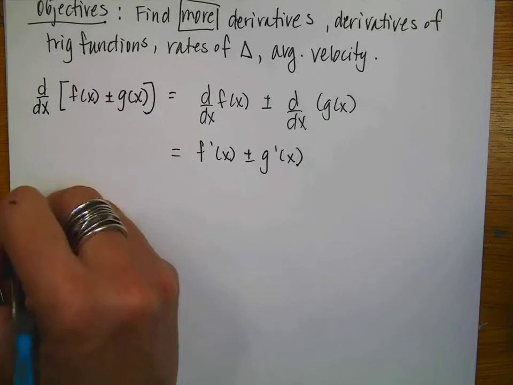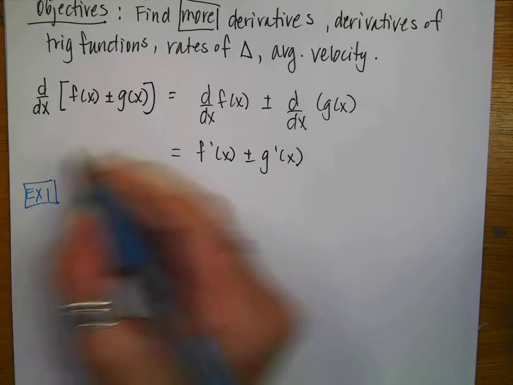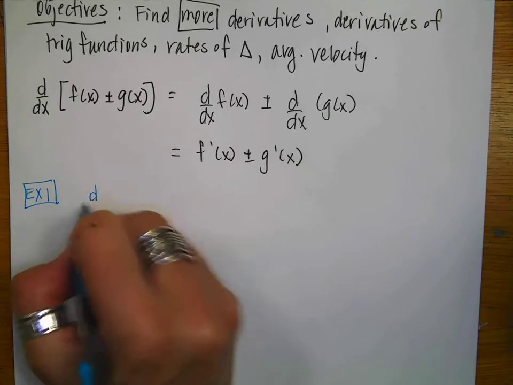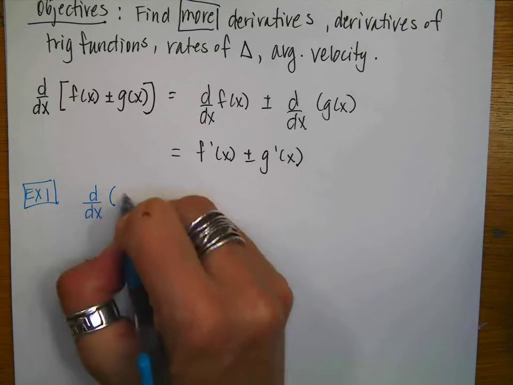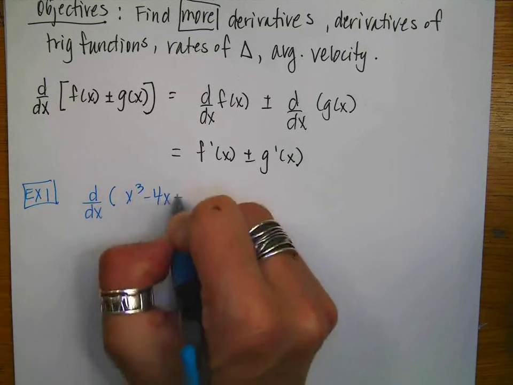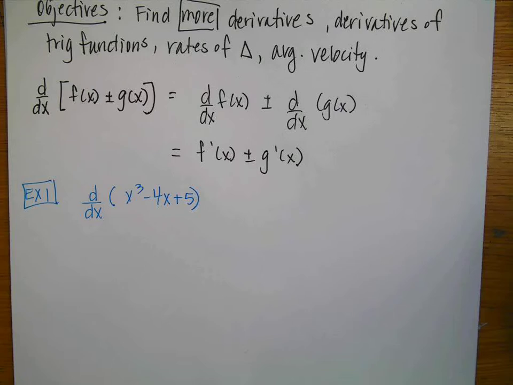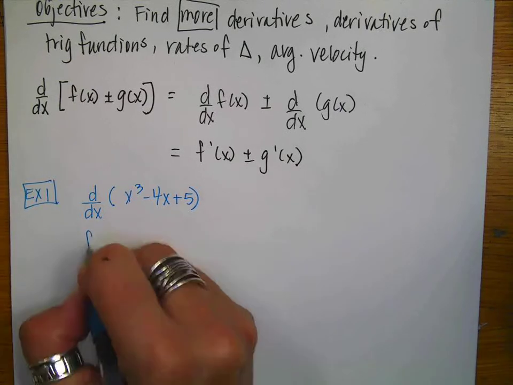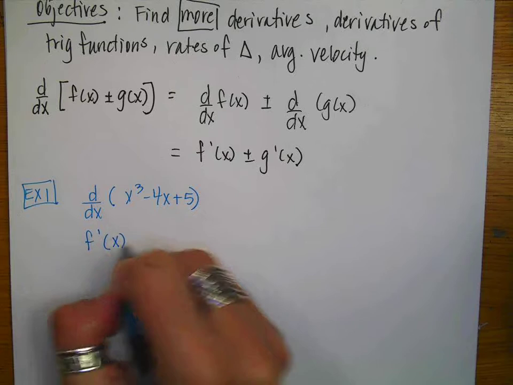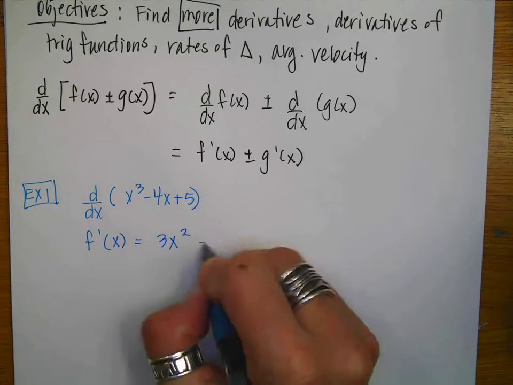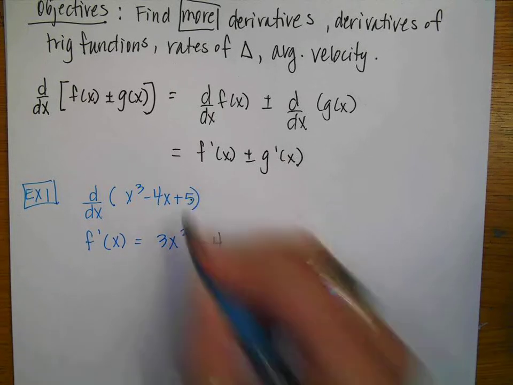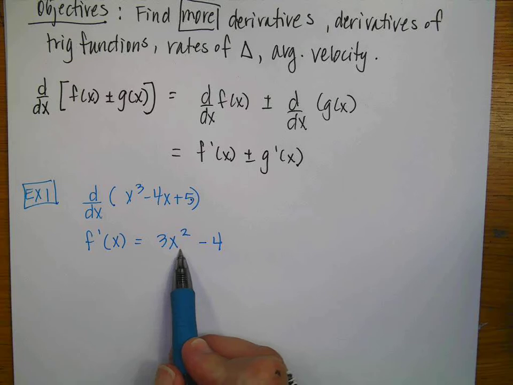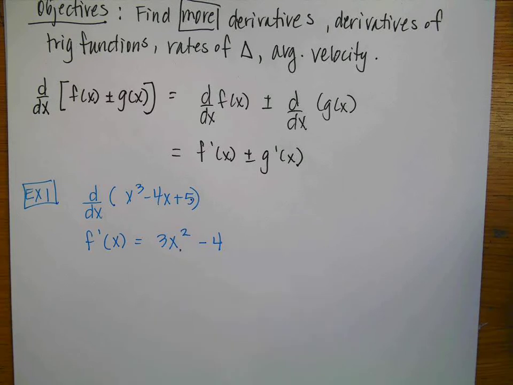For your first example, I want to find the derivative of x cubed minus 4x plus 5. And again, this is really pretty simple. Remember that derivatives go down in power. So this is 3x squared minus 4. The derivative of a constant is 0. All done. Really, really very simple. So much easier than doing the limit definition of a derivative.